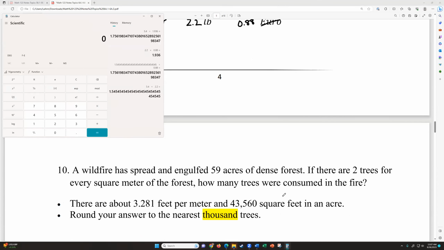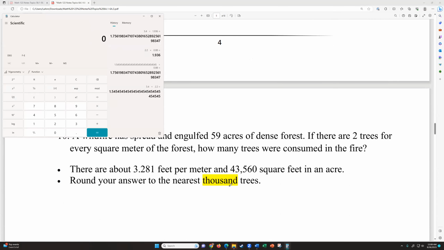Okay, a wildfire has spread and engulfed 59 acres of dense forest. If there are 2 trees for every square meter of forest, how many trees were consumed in the fire? So the first problem is we know the acreage of the forest. We don't actually know how many square meters we have in the forest. Once we figure that out, we know that we're going to lose 2 trees for every square meter.